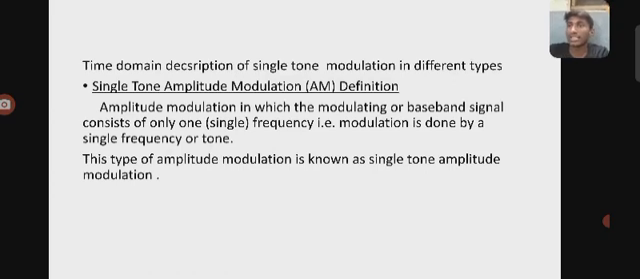So coming to the time domain description of a single tone modulation in different ways, we have amplitude modulation, frequency modulation, and phase modulation. Coming to the first, the single tone amplitude modulation definition. In amplitude modulation, if the modulating or baseband signal consists of only one signal frequency, that is, modulation is done by a single frequency or tone, then this type of amplitude modulation is known as single tone amplitude modulation.